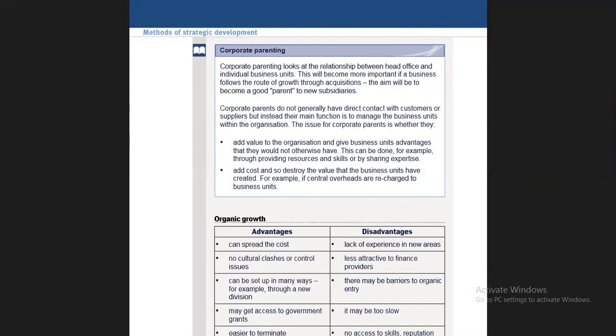Corporate parents do not generally have direct contact with customers or suppliers, but instead their main function is to manage the business units. They are acting as SBUs. SBUs are basically strategic business units. So the company they acquire, they are not in direct contact. The parent company is not in direct contact with that customer. They are basically training the subsidiary company, which is acting as a strategic business unit.